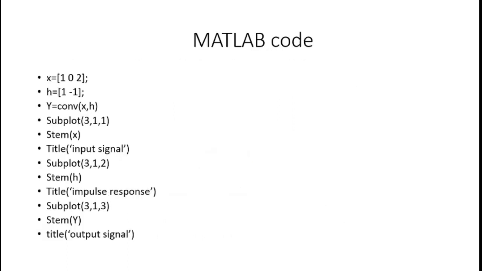Now how will we perform this in MATLAB? I have assigned the x vector, which is my input, and the h vector, which is the impulse response or system function. The command used in MATLAB is conv, which will convolve my input signal and my impulse response signal. I use subplot and stem because I am using discrete time, and I title it input signal. So x is plotted in subplot 311, then the impulse response is plotted in 312, and finally the convolution signal is plotted as the output signal.